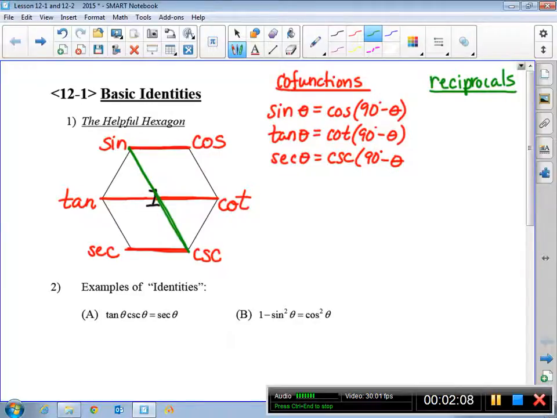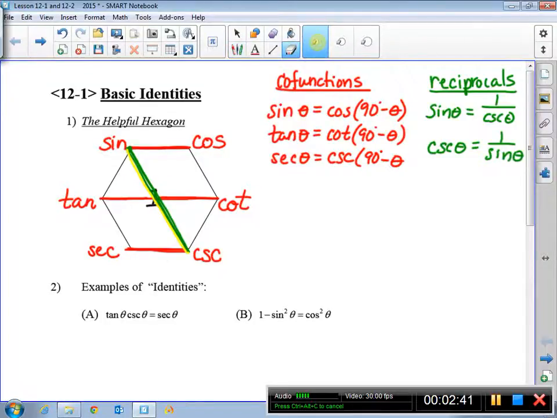Again, if I start in the upper left corner with sine, and I go through the 1, I get that sine of theta equals 1 divided by, and it matches up with cosecant. Likewise, if I start at cosecant of theta, I would get that it equals 1 over sine of theta. So let's trace out all the reciprocals that we have.